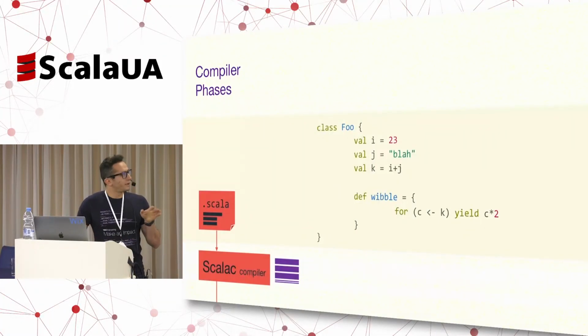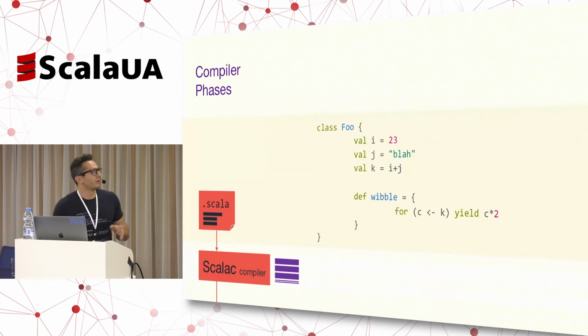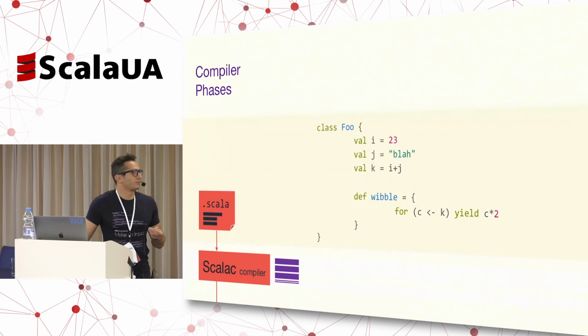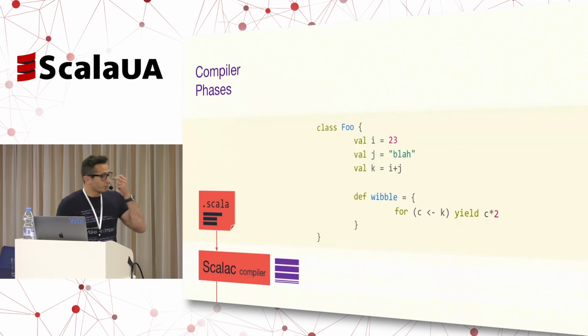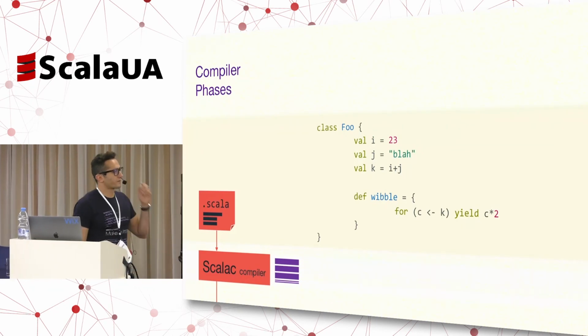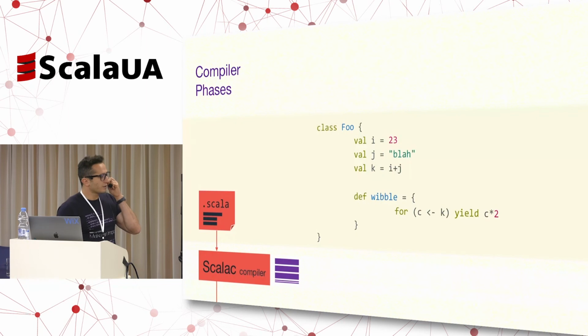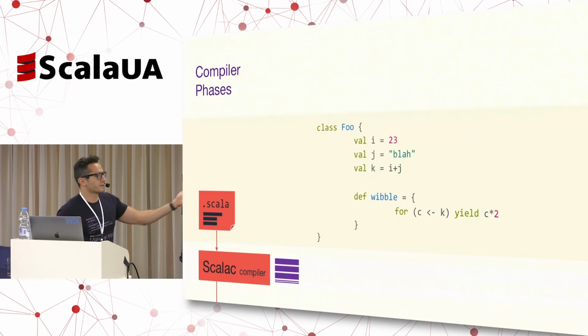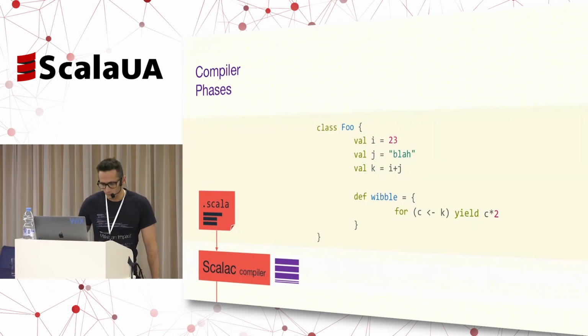So let's take a small example of only 2 of those phases, just to get a hang of how it actually looks. So if we have a small, simple class Foo with some variables i, j, and k, and a simple function wibble that does a for comprehension and yields c times 2 for c until k.